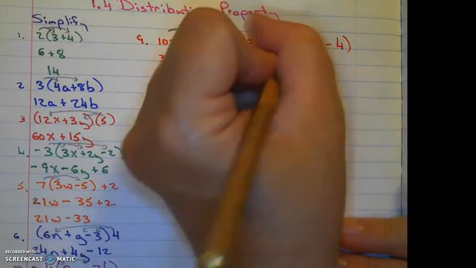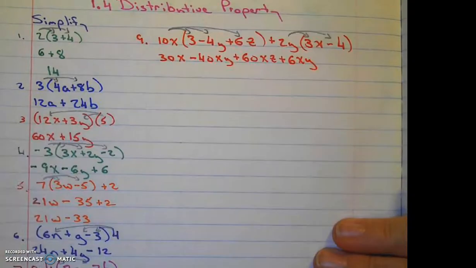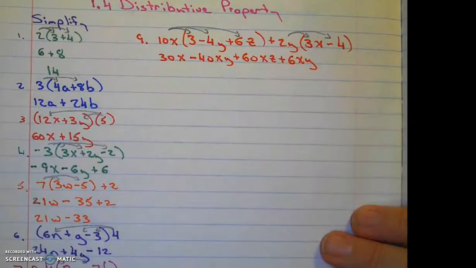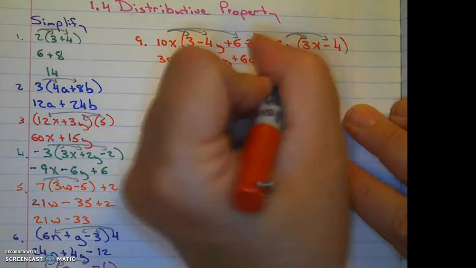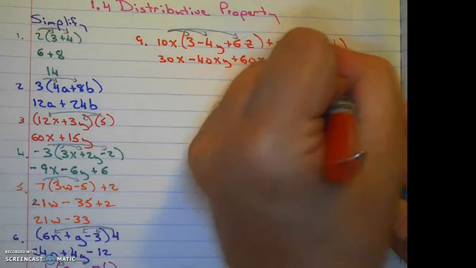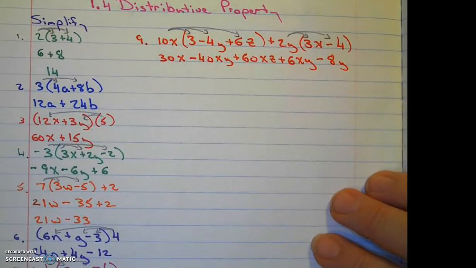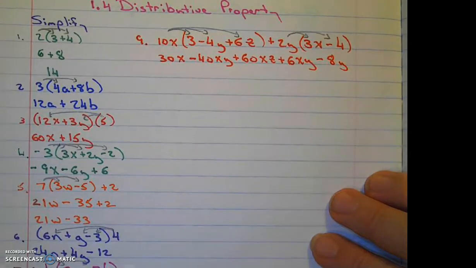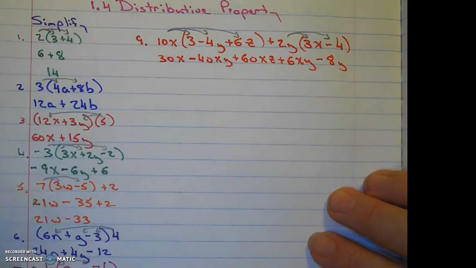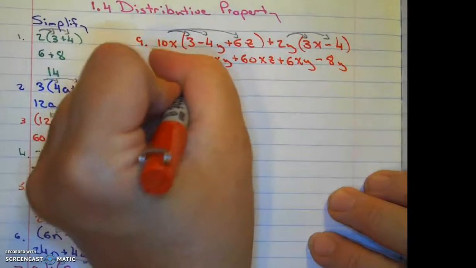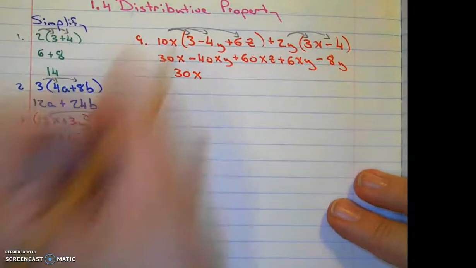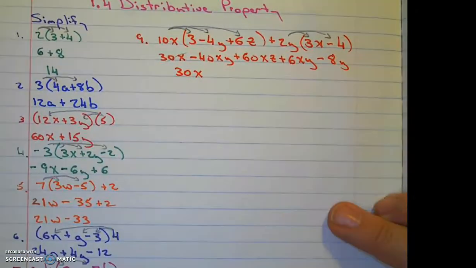And then we have 2y with the negative 4. Positive times a negative is a negative, so I write a minus. 2 times 4 is 8, so that's an 8y. After that, we look to combine any like terms. I've got a 30x. I don't have any other x's, so I bring down my 30x. Maybe a light mark out to say I've used that up.